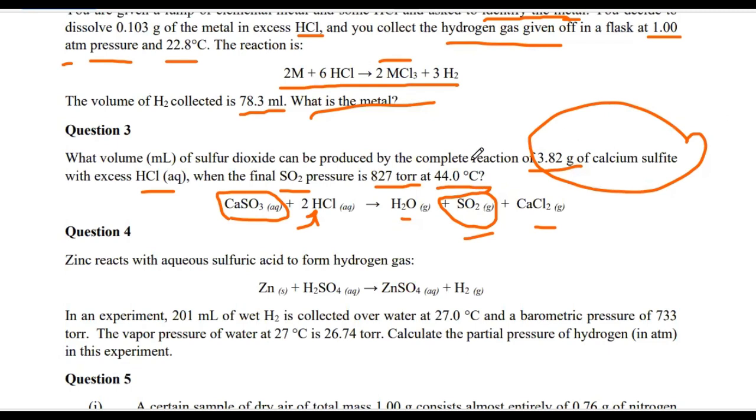The first thing that we have to do is calculate the moles of this calcium sulfite. After that, we are going to get the mole ratio of this calcium sulfite to the sulfur dioxide. Once we get that mole ratio, it will help us find the moles of sulfur dioxide. Then we put those moles into the ideal gas law formula in order to find the volume of this sulfur dioxide. So the first thing is to find the moles of this.